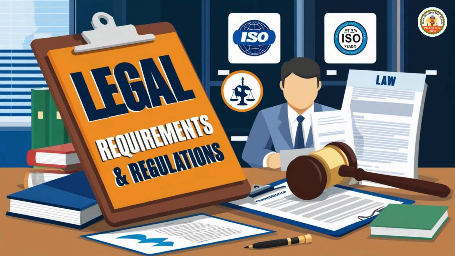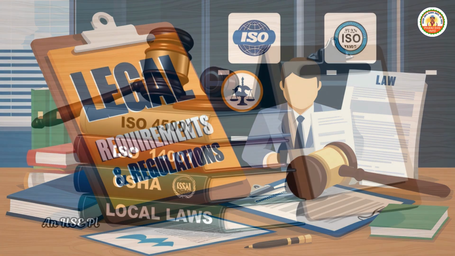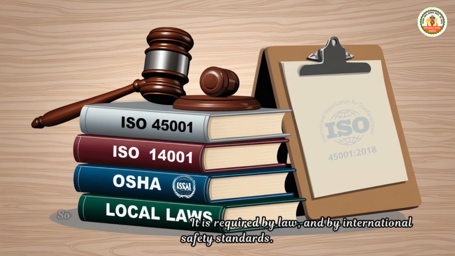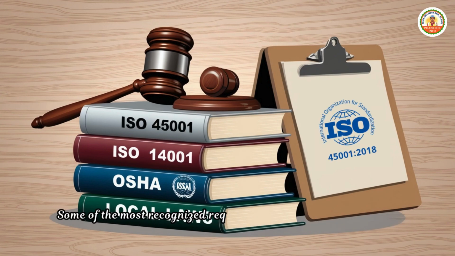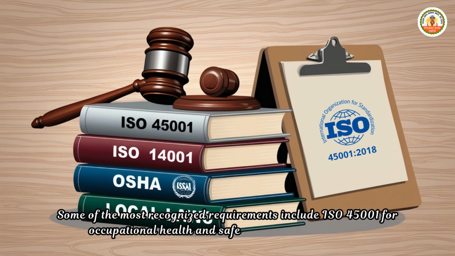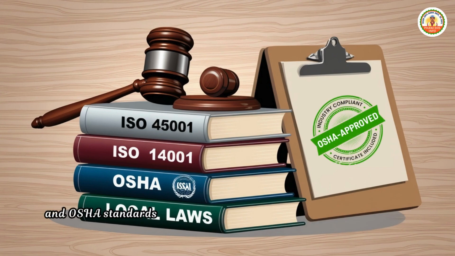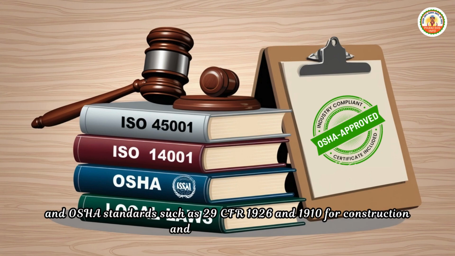Legal requirements and regulations. An HSE Plan isn't optional. It is required by law and by international safety standards. Some of the most recognized requirements include ISO 45001 for occupational health and safety management systems, ISO 14001 for environmental management systems, and OSHA standards such as 29 CFR 1926 and 1910 for construction and general industry.